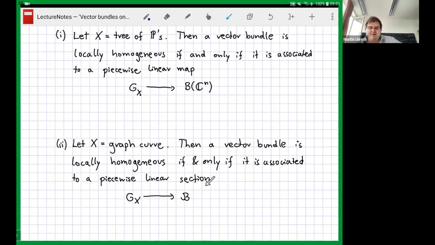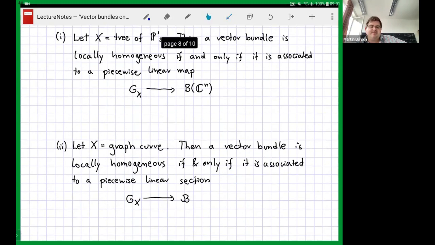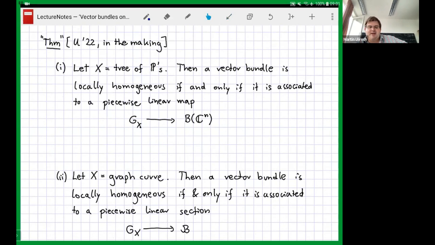And the second part, there's a lot of work hidden still, but I'm fairly confident that this part is true. And as I said, it's a theorem in the making. So please blame me if it's wrong, but it's also not done with any collaborators, so it's really my fault. But anyway, for now, this is all I wanted to say.